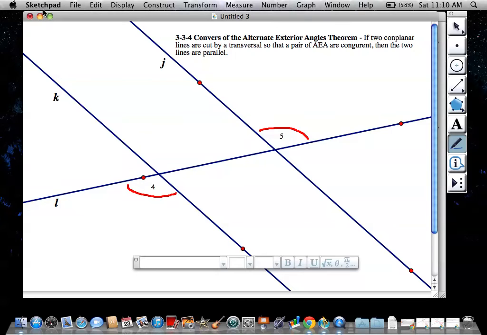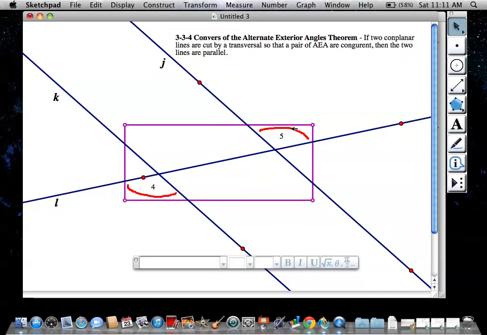Okay. 3-3-4. The converse of the alternate exterior angles theorem. It says if two coplanar lines are cut by a transversal, so K and J are cut by L, so that the alternate exterior angles, so 5 and 4 are alternate exterior angles, and they are congruent, then that means that the two lines are parallel. So K would be parallel to J. And I would work this problem the same way I did the other two.